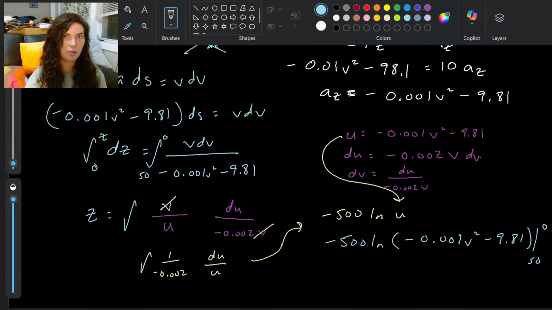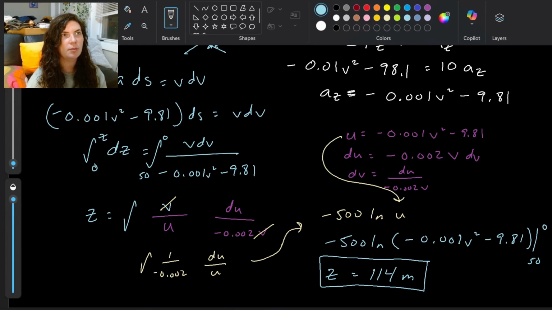Whew, a long walk. You plug in our 0 number, plug in our 50 number, plug that into a calculator. Evaluating those integral limits gives you z is 114 meters.